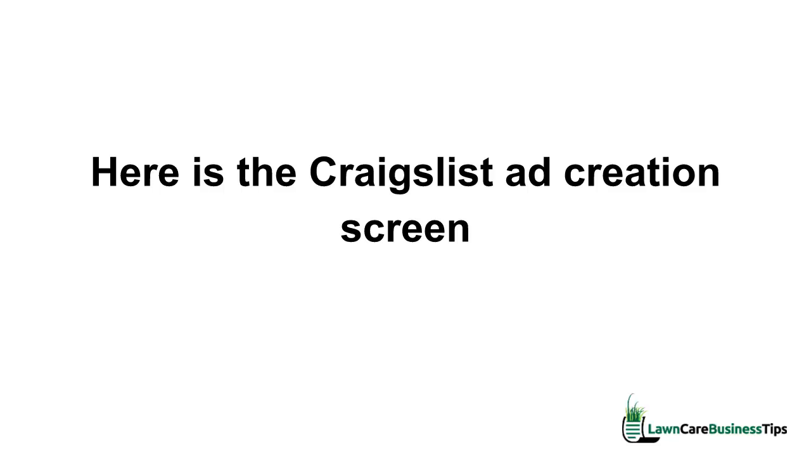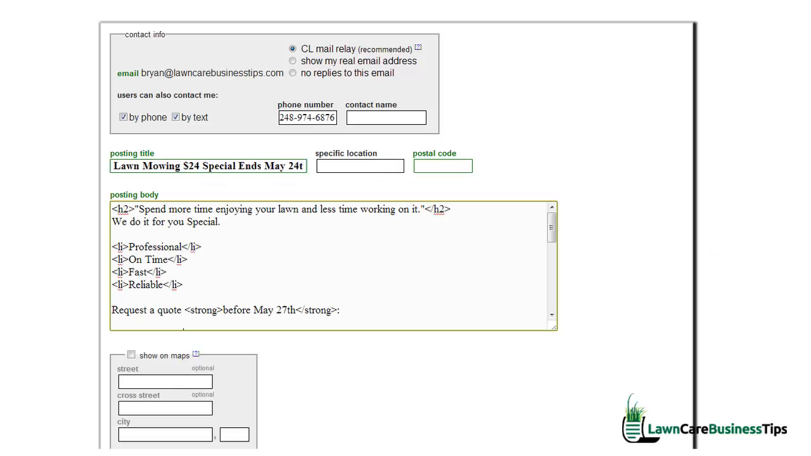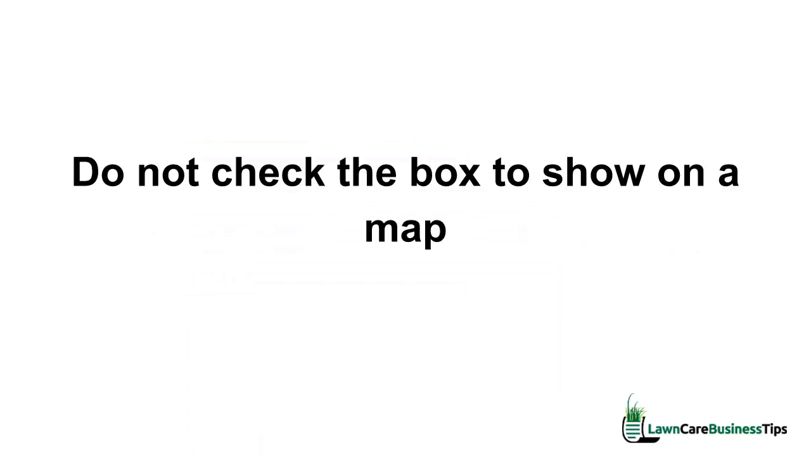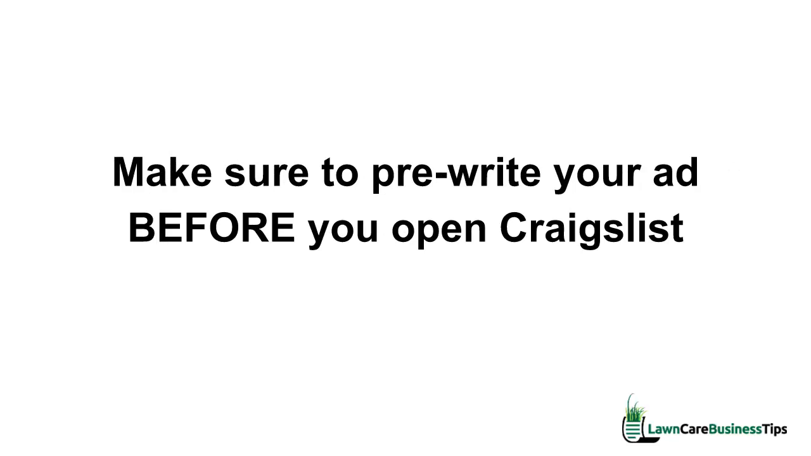Here is the Craigslist ad creation screen, and it's really basic. It really just has a few things to fill out: a title, a postal code, your posting body, and whether you want it shown on a map or not. There's really not much to it. So you want to enter your ad title and ad copy. Do not check the box to show on a map. We don't have a physical location people go to. We go out and service people. They're not coming to our house. There's no reason to have a map included in our ad, so check not to show that.